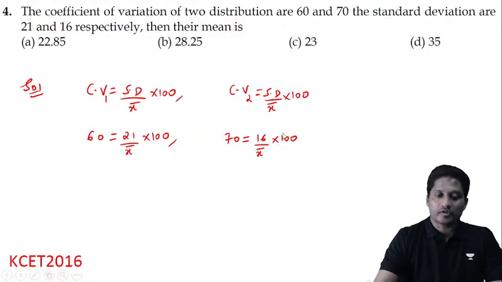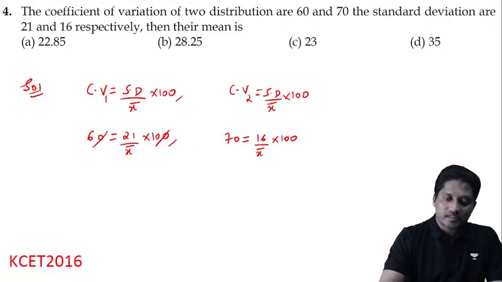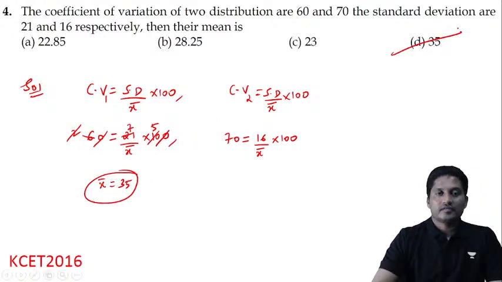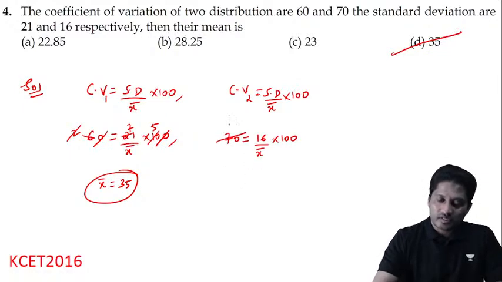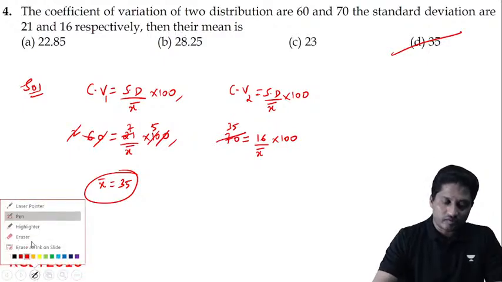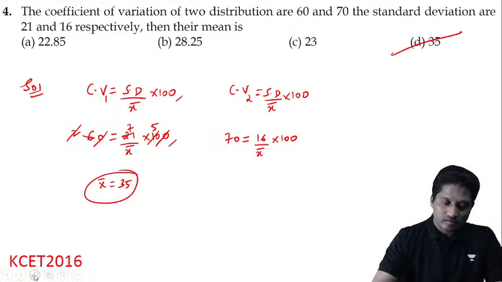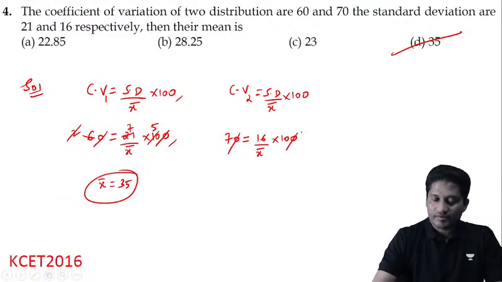Two options are possible. Right, this will cancel. If I divide, 3 2s are 6, 3 7s are 21. Further, this will cancel 5 times. The mean is equal to 35. This is one of the options. Right, now if I simplify this, further you can't simplify.